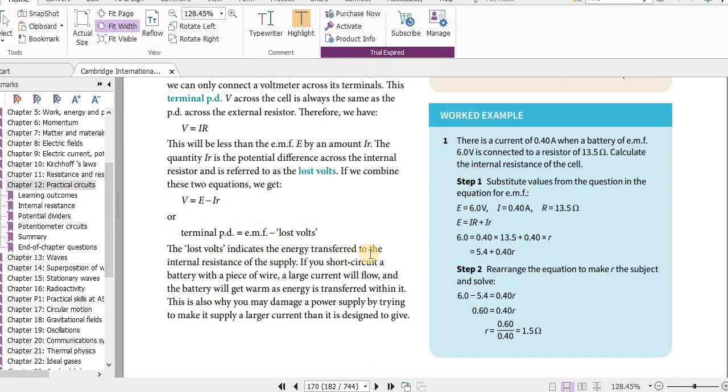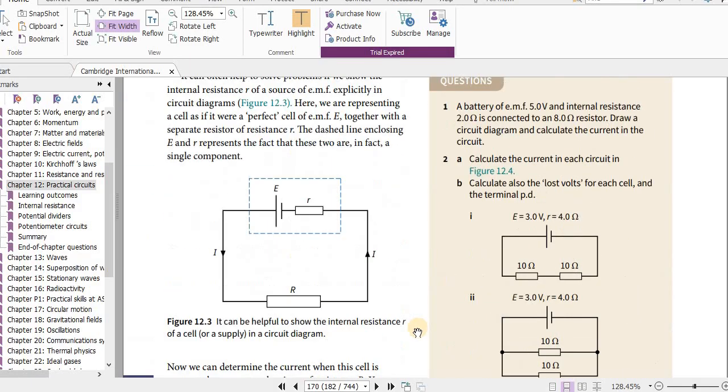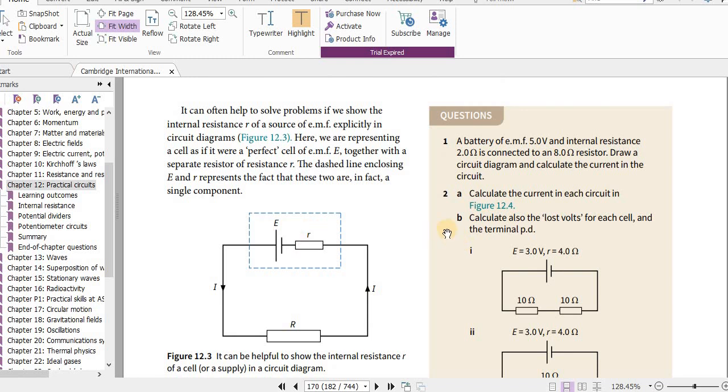The lost volts indicate the energy transfer to the internal resistance of a power supply. If you short circuit a battery with a piece of wire, since that resistance outside is 0, the lesser the resistance, the larger will be the current. A large current will therefore be drawn from the battery. A large current will flow and the battery will get warm as energy is transferred within it. This is also why you may damage a power supply by trying to make it supply a larger current than it is designed to give. So that can damage the power supply or battery.